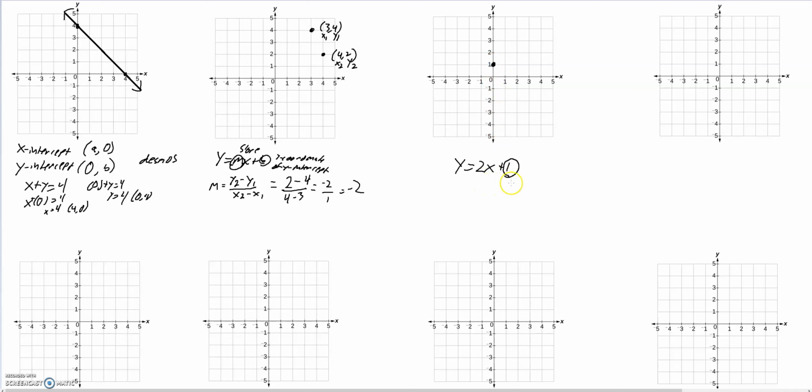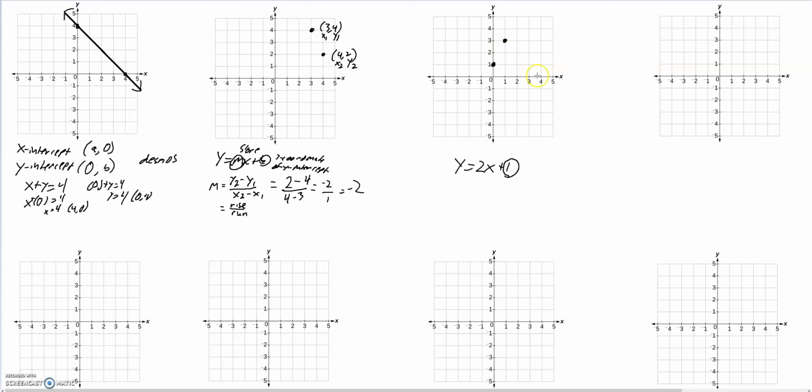Now I apply my slope. Now the thing to note about the slope is that it is rise over run. Okay? So my rise here is 2. And my run, which is the denominator, note that if it doesn't have a denominator listed, it's 1. So I go up 2, right 1. Hey, there's a second point.